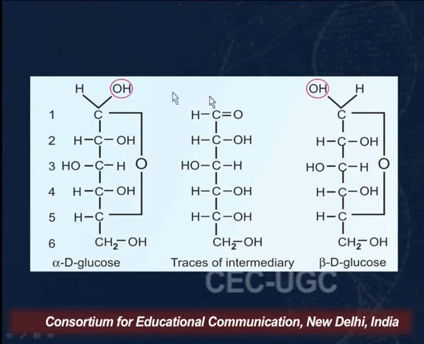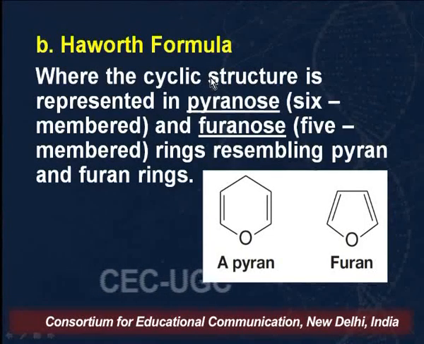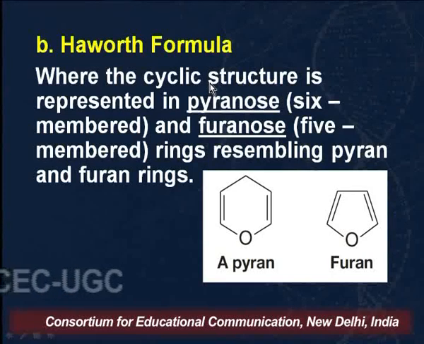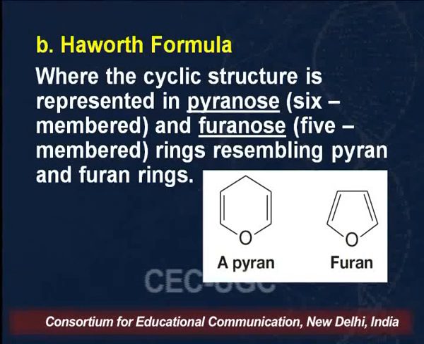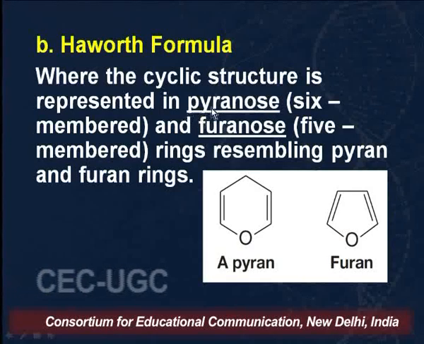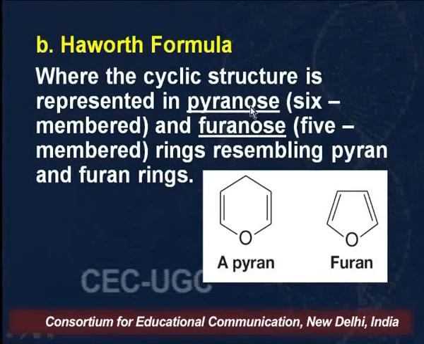So these cyclic structures can now be represented in two ways. We can represent them in the form of the Haworth formula, and when we talk in terms of the Haworth formula, we find that for a 6-membered ring, the basic structure found in glucose is that of a pyran ring. Therefore aldoses or ketoses which have 6-membered rings are known as pyranoses. Pyran means the basic structure here is that of a pyran ring, and ose since it is a carbohydrate.